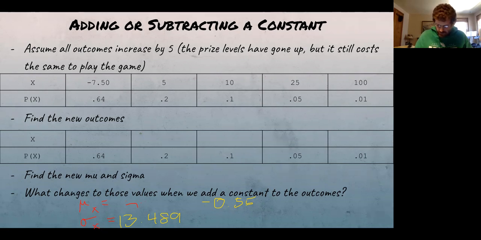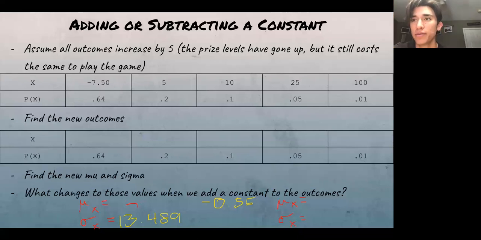So we're going to do the same thing, but we're going to get a new mean and standard deviation of X. We're going to create different outcomes because now all the outcomes increased by 5. The prize levels have gone up, but it still costs the same amount to play the game. So there we go. Let's figure out those new outcomes. What's the first outcome going to be? Negative 2.5.